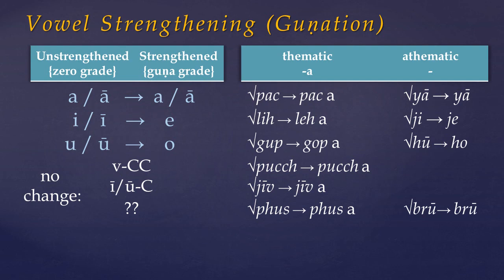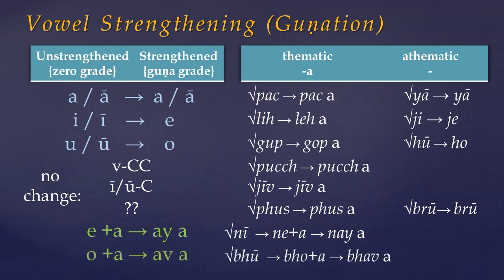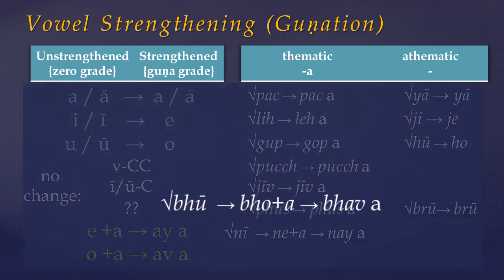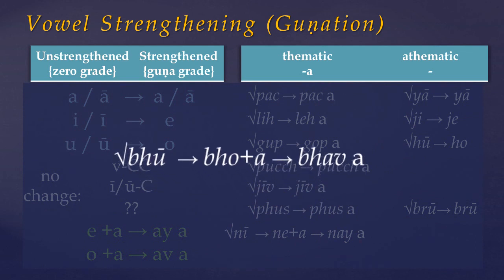Finally, a second transformation occurs when a thematic A is added to a strengthened E or O. These then change to Aya and Ava. So if we take the root Bu for example, the long U is strengthened to O, which in turn is transformed into Ava, so we get Bava, and this is the present stem.